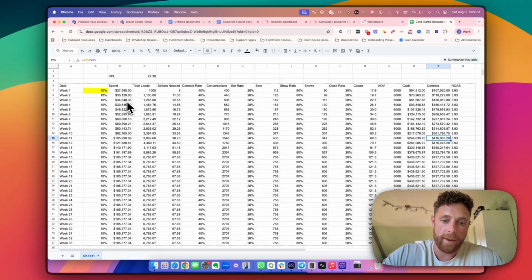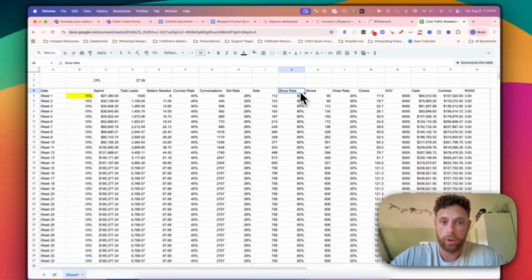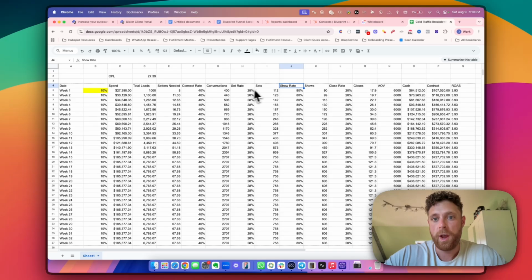Set rate is going to depend on lead quality and setter skill set. Ultimately, those two things are going to be the biggest. Show rate is simply what is your pre-call process and do you make sure you have that dialed in? And then also how far out are you booking your appointments? Because if you don't have enough closers to keep up with the amount of appointments, and enough calendar space, you need to open that up.